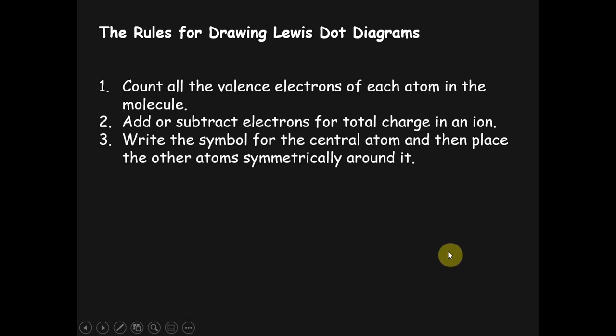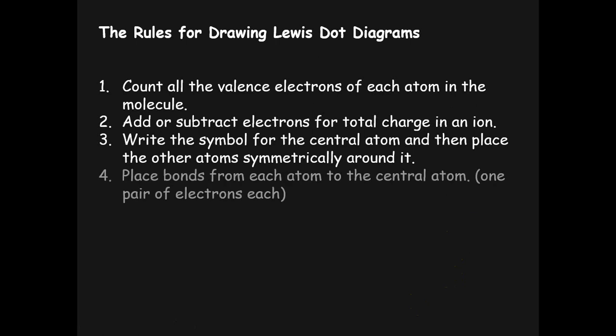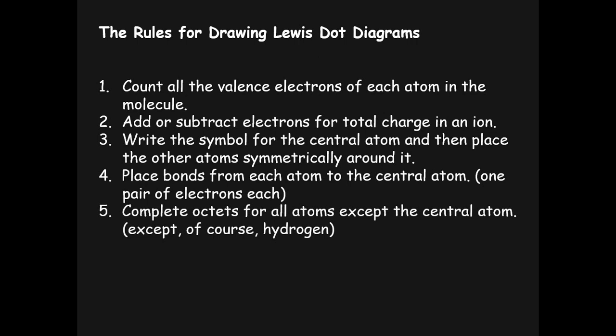Then you write the symbol for the central atom, place the other atoms symmetrically around it, place the bonds from each atom to the central atom, 1 pair of electrons each, and normally you do that with a dash rather than the 2 dots. Then you complete the octets for all atoms except the central atom, except hydrogen, of course, it doesn't really have another because it's already taken care of the one electron in the bond.